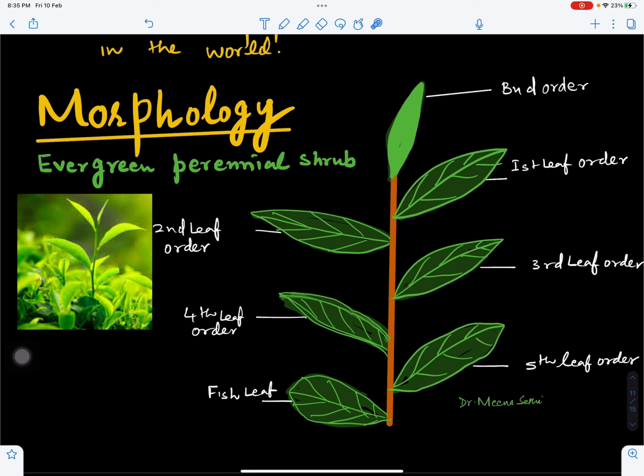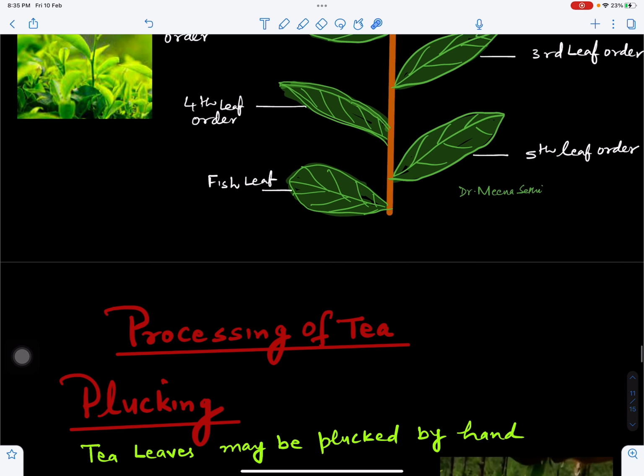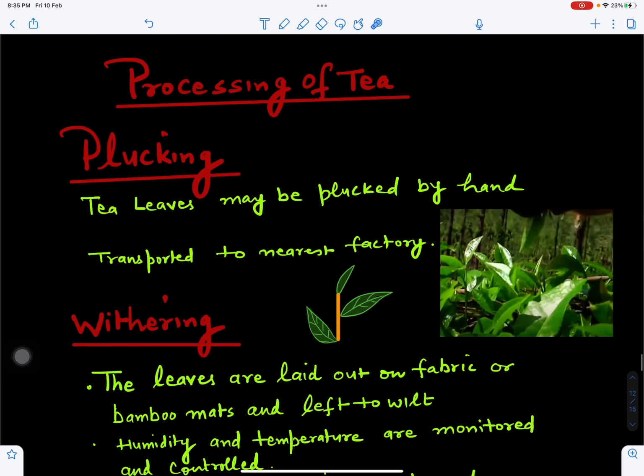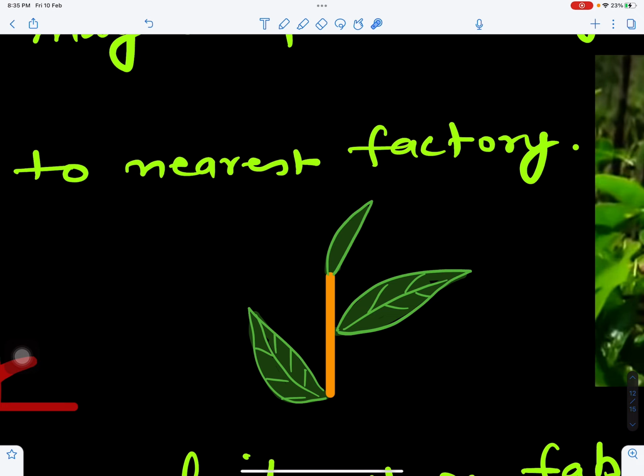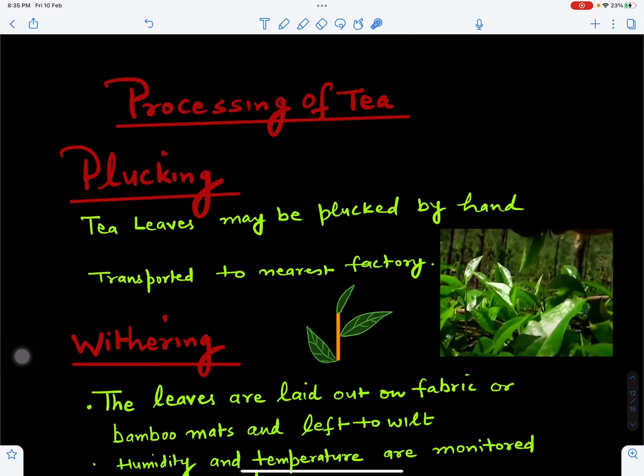Now, how these tea leaves are processed for the formation of tea, that we are going to discuss in this video: processing of tea. The first step is plucking. For plucking, labor can be employed. Labor can pick this part, right? We can see here the bud and two leaves, first leaf and second leaf. So labor will pick up the leaves.